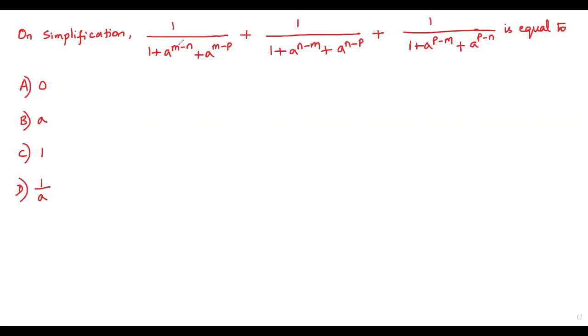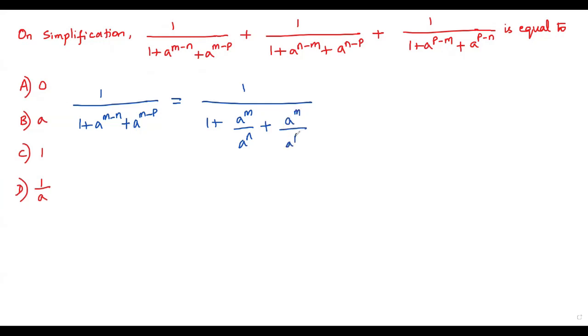Now I'm going to take the first term of the expression. That is 1 over 1 plus a to the power of m minus n plus a to the power of m minus p. Now let me do some simplification. This a to the power of m minus n can be written as a to the power of m divided by a to the power of n. Using the quotient rule of exponents, the same thing we can do for this one. That is a to the mth power divided by a to the pth power.